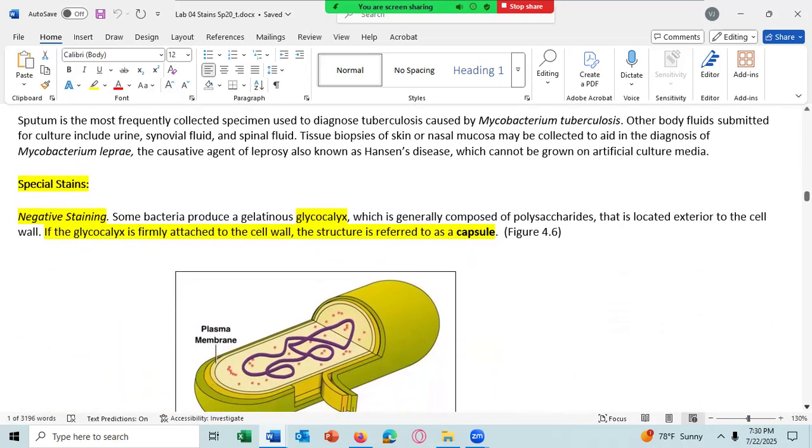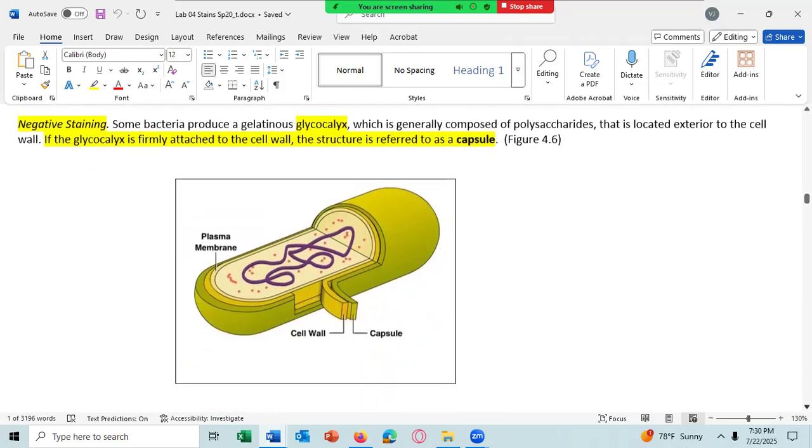All right, any questions about the acid-fast stain? All right, let's turn to the special stains. The first special stain we're going to talk about is the negative stain, which is used, at least in this case, to stain a capsule. You can also call this a capsule stain.